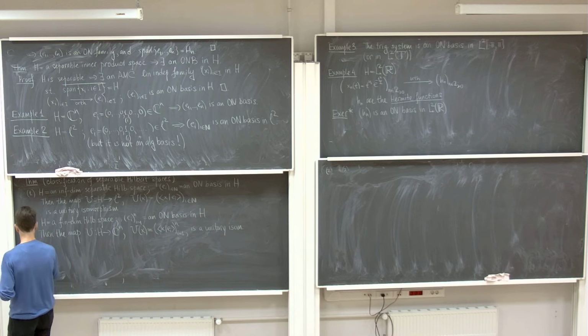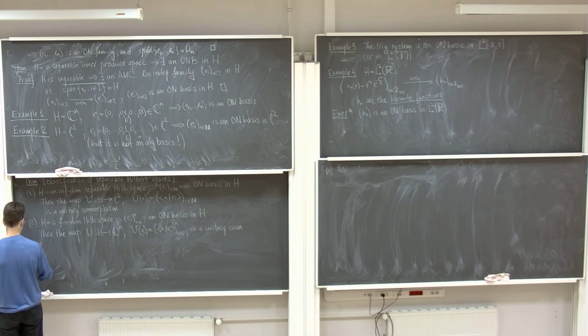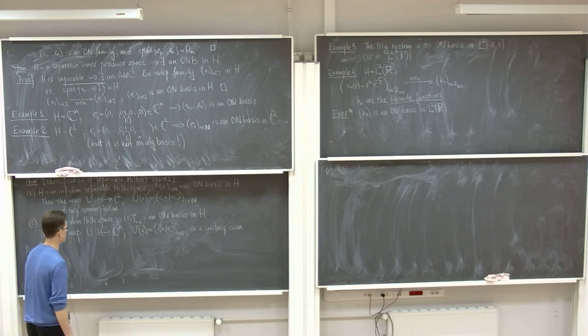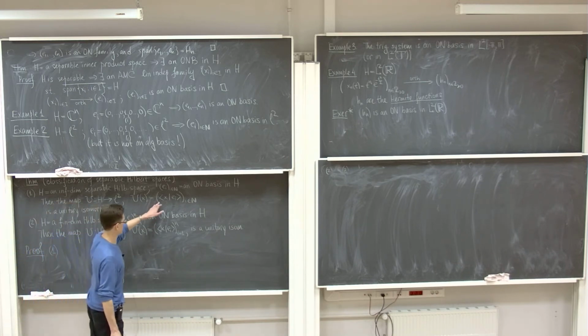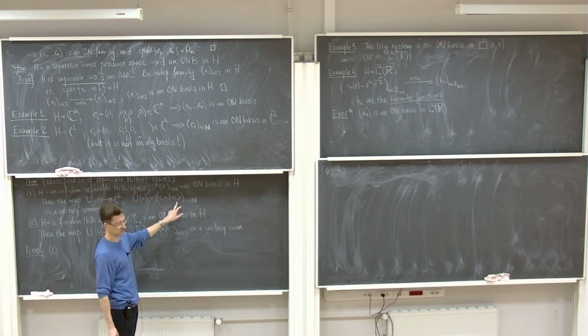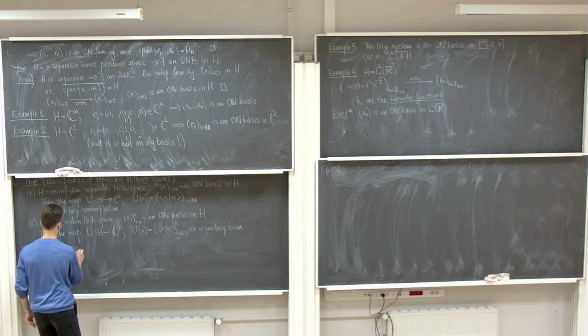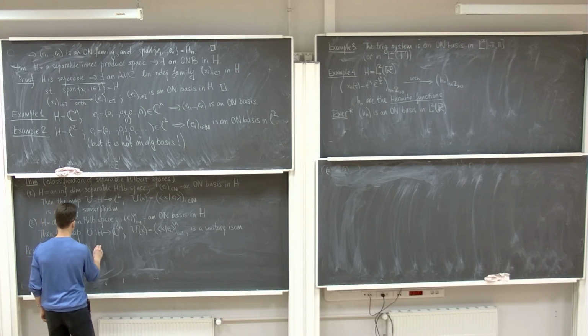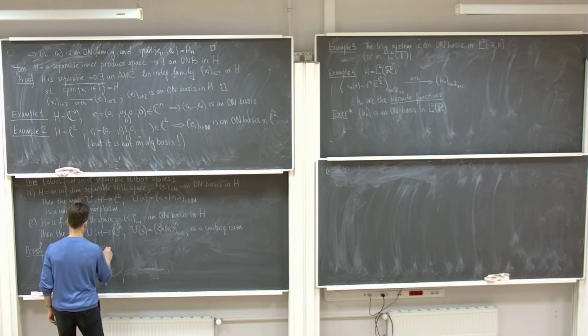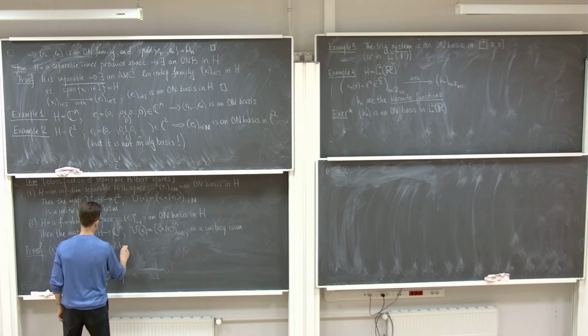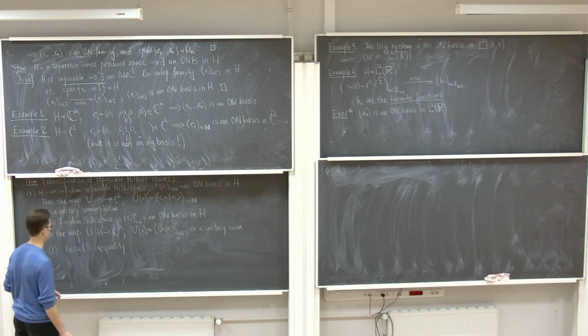Okay, let's now prove part 1. So first of all, we know that this sequence, the sequence of Fourier coefficients, is indeed square summable. This follows from Bessel's inequality. Bessel's inequality means exactly that this sequence is square summable, and so U is indeed a map from H to little L2.